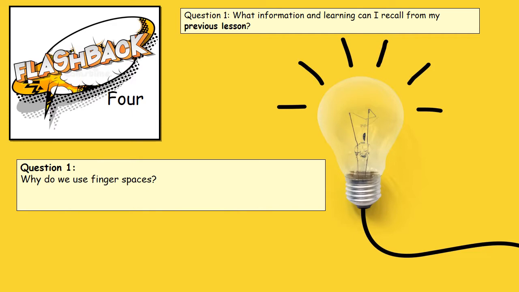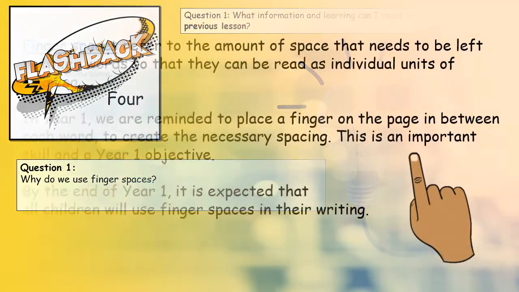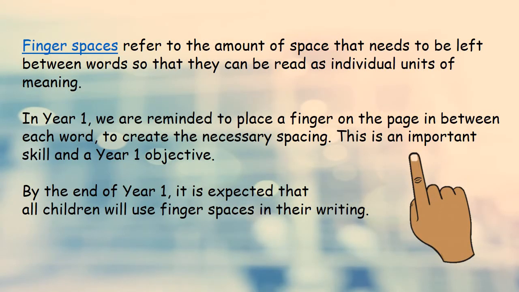Let's review some learning from a previous lesson. Question 1. Why do we use finger spaces? Finger spaces refer to the amount of space that needs to be left between words so that they can be read as individual units of meaning. In Year 1, we are reminded to place a finger on the page in between each word to create the necessary spacing. This is an important skill and a Year 1 objective.